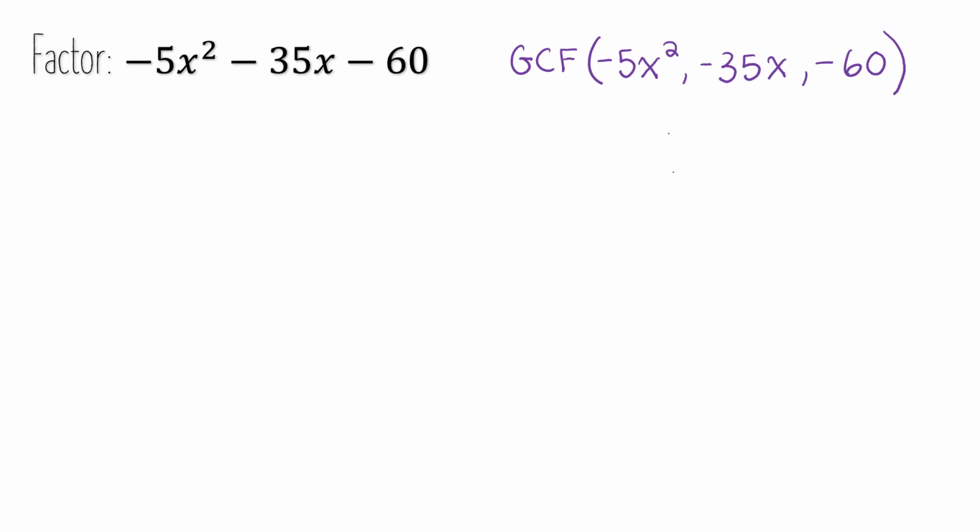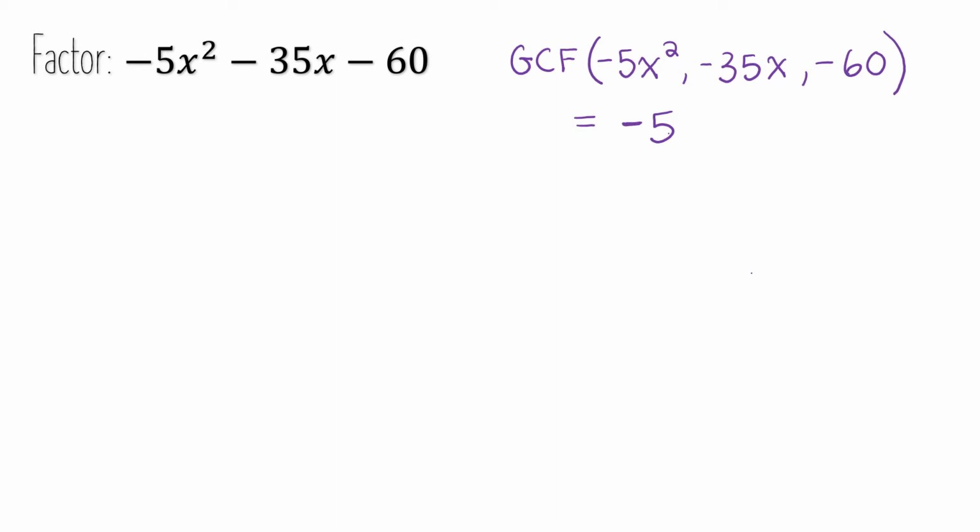The greatest common factor between all 3 of these terms is equal to negative 5, because only 2 of my terms have an x, so they're not going to have any x's in common, and all 3 are negative, so my greatest common factor will be negative, and then the factor that goes into all 3 of my numbers, so between 5, 35, and 60, is 5. And that's the greatest factor out of all the possible factors.